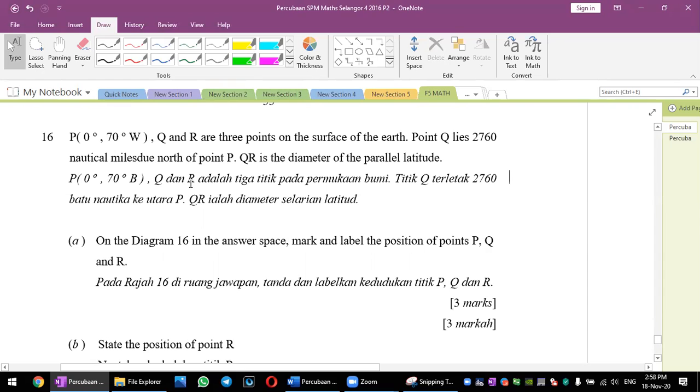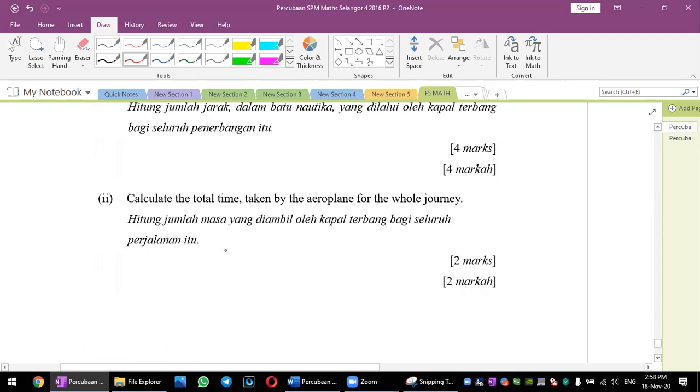Okay, kita buat juga. So P is 0 degree and 70 degree west. And then Q and R is not given. They say Q actually is 2760 nautical miles due north of P. Okay, due north. Maksudnya di atas P. North means atas man. So Q di atas P ya. And then QR is diameter. Okay, QR is diameter. Okay, so dia nak kamu lukis dalam diagram 16.